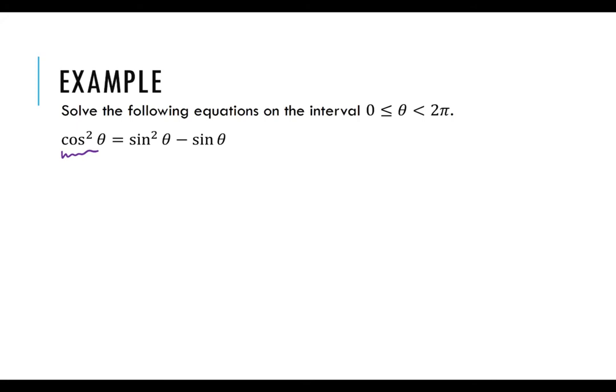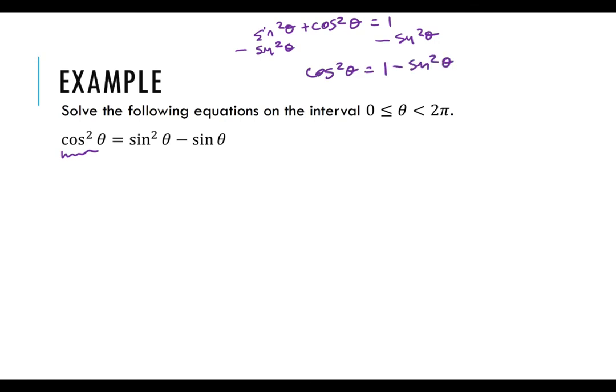Recall your identities. Well, there's one really awesome identity that occurs often enough, and that's the Pythagorean identity: sine squared of theta plus cosine squared of theta equals 1. I recognize that I've got cosine squared of theta here, so let's isolate my Pythagorean identity for cosine squared of theta. Let's subtract sine squared of theta from both sides. I then get that cosine squared of theta is equal to 1 minus sine squared of theta.